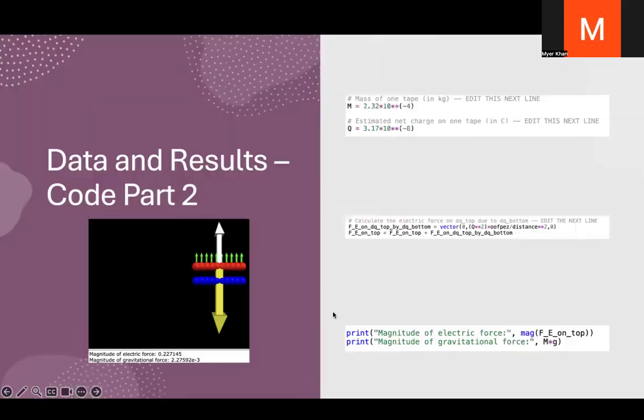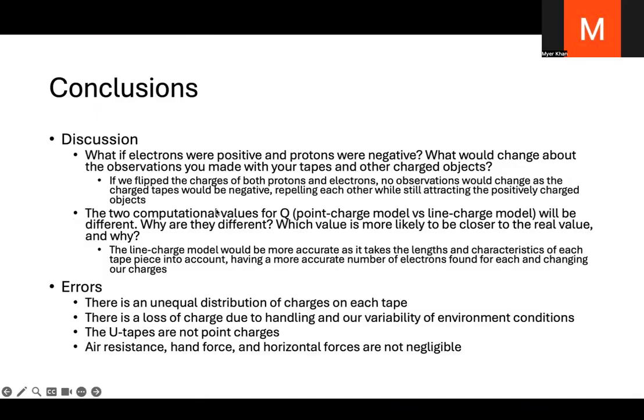And then in part two, we calculated the real magnitudes of electric and gravitational force between the tapes, away from the ideal system with our initial conditions. We saw that they did in fact differ, and so we can go a little bit more into why that may be so. The assumptions that we had in order to make our computational systems probably weren't exactly true.